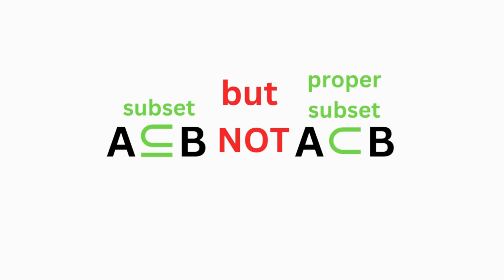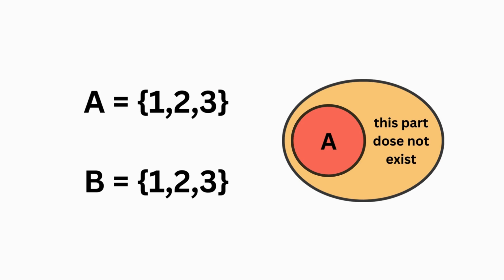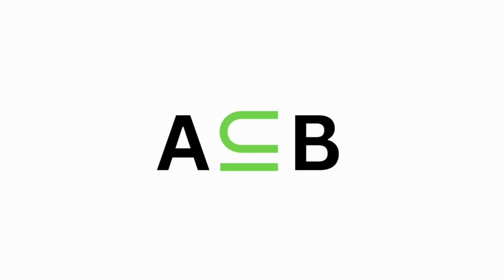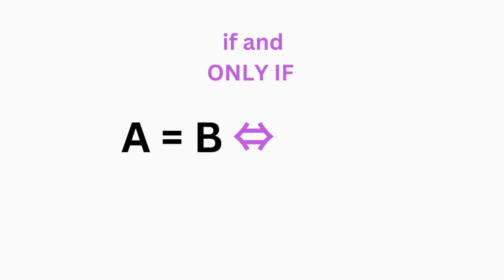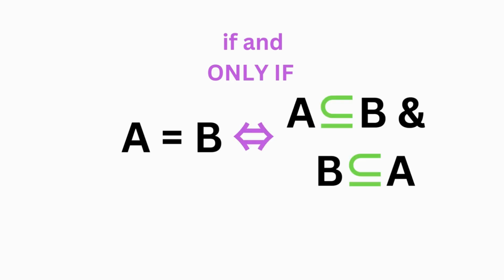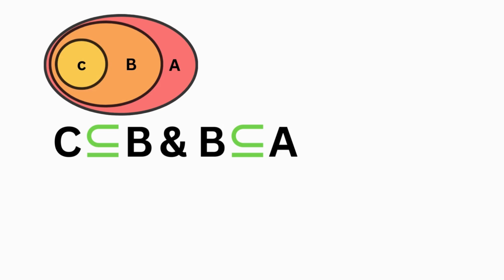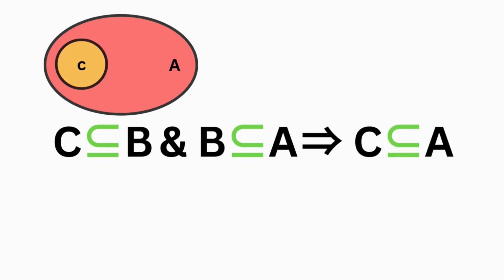And if A is a subset of B but not a proper subset of B, that means B contains every element of A but no elements that are not in A. That means B equals A. And in this case, while A is a subset of B, B is also a subset of A. Every set is a subset of itself. So A and B are equal if and only if A is a subset of B and B is a subset of A. If C is a subset of B, and B is a subset of A, then C is a subset of A.